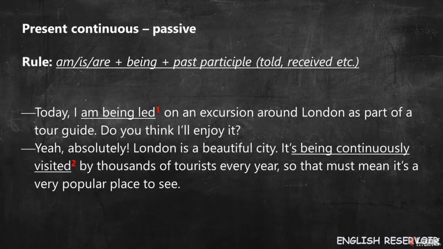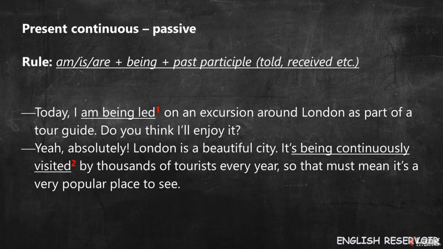Present continuous, passive. Rule: am, is, or are, plus being, plus past participle. Told, received, etc. Today, I am being led on an excursion around London as part of a tour guide.